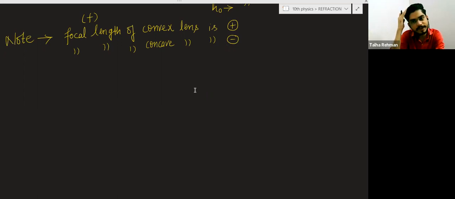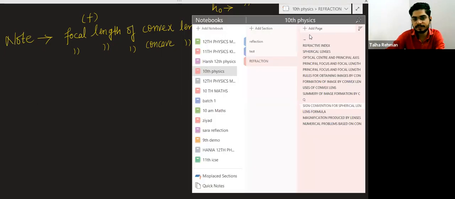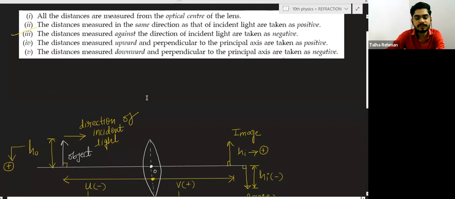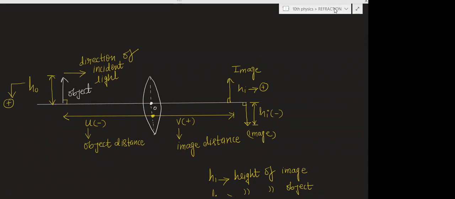When we solve the numericals, you will learn how we take the image distance as positive or negative. So next, Azaan, do you have any doubt regarding these sign conventions? Because this sign convention is one of the most important parts for numerical solving. No, sir. I am moving on.